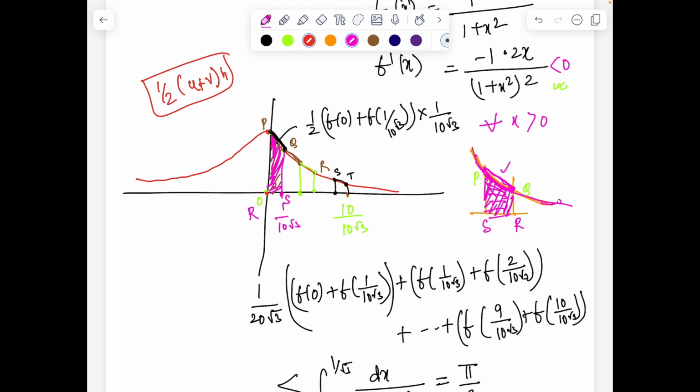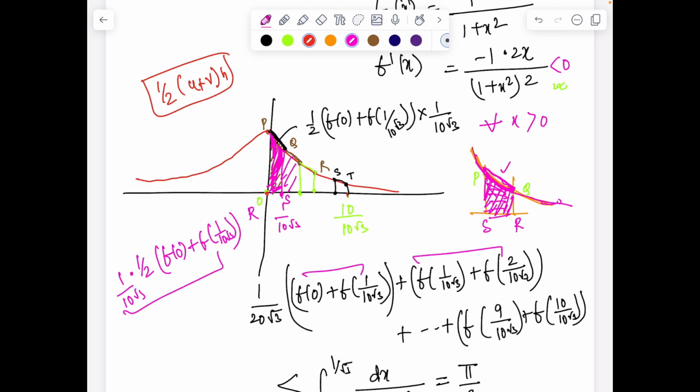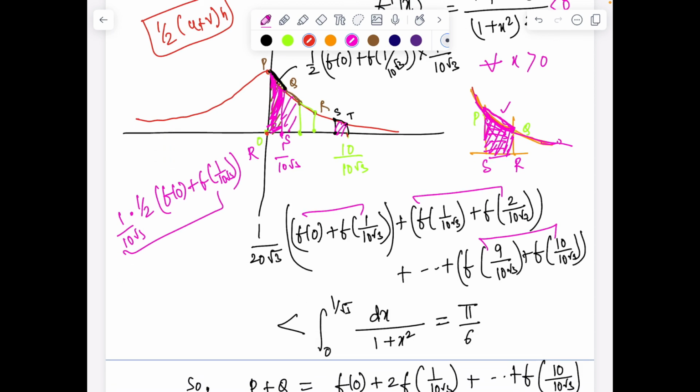Now what is the area of this PQ and, let's say, origin RS? The area of this trapezium chunk is more than the area under the curve. So that is half into sum of parallel sides into height. This will become half into f0 plus f of 1 over 10 root 3, and height is fixed to 1 by 10 root 3. That is the first portion. Again, if I add the second portion, you can see it will contribute like this, and the last portion will give f of 9 over 10 root 3 plus f of 10 over 10 root 3.